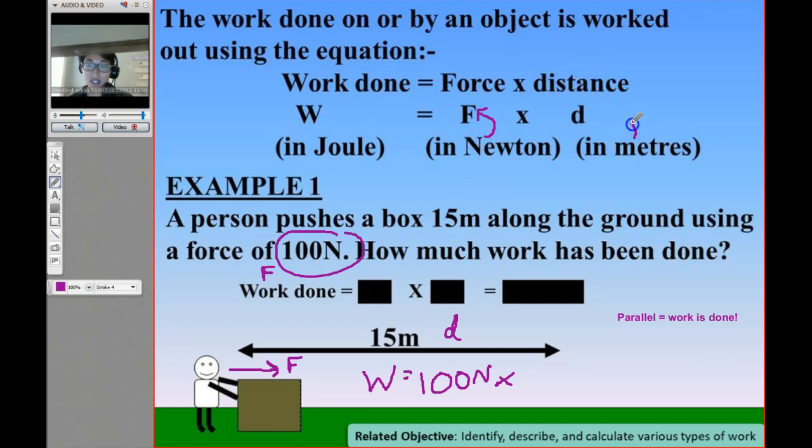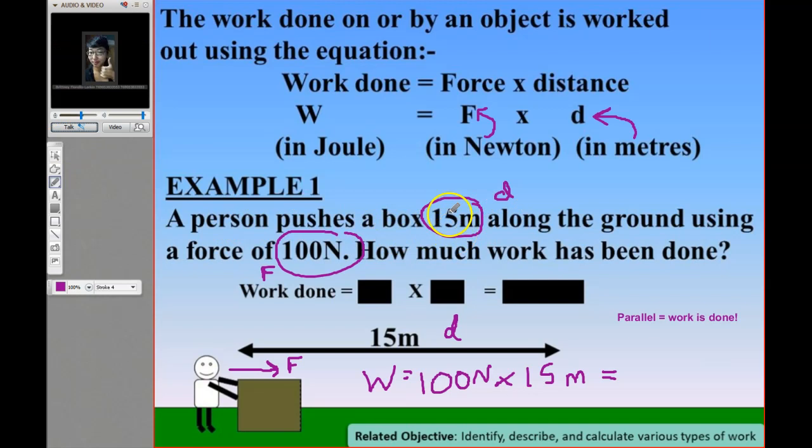Yes, so remember meters tells us that's a measurement for distance. So I'm going to use what's next to meters, which is the number 15. So this is our distance, so times 15 meters. And plug that into a calculator or do some mental math and tell me, what is 100 times 15?